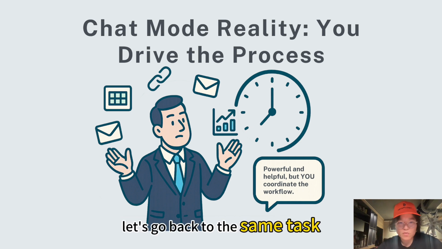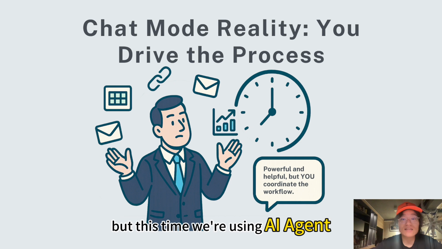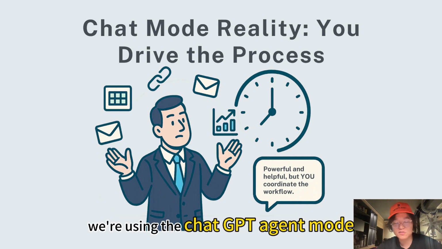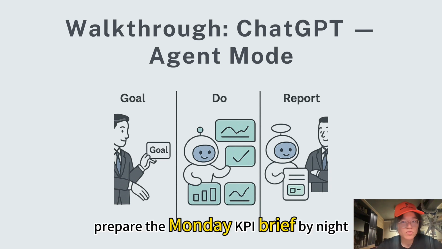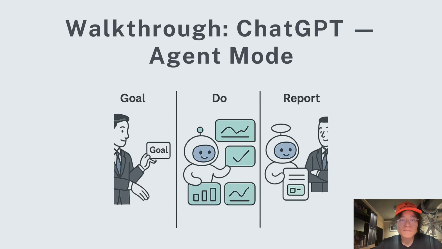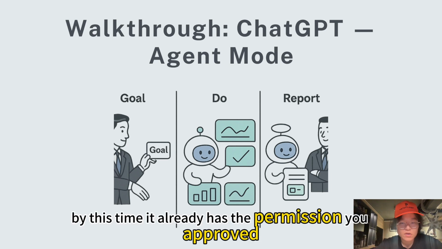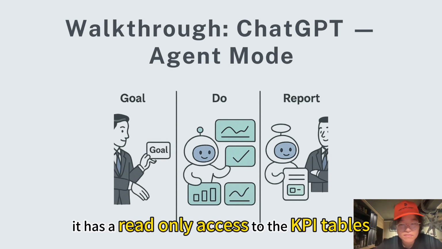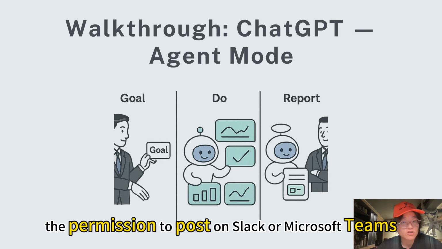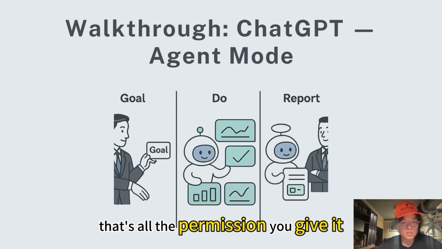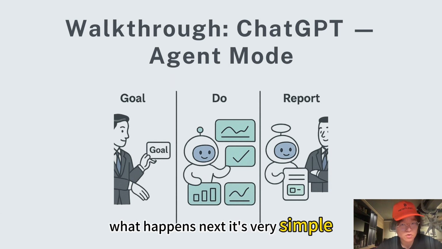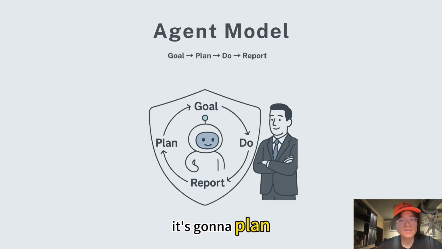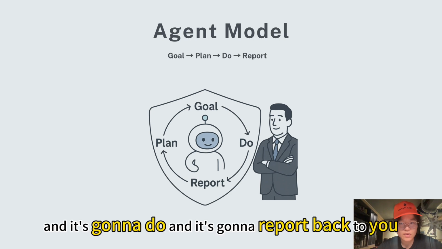Now, let's go back to the same task, but this time we're using an AI agent. We're using the ChatGPT agent mode. It's 7:30 a.m. The agent already has the goal that you give it: prepare the Monday KPI brief by 9. By this time, it already has the permission you approved. It has read-only access to the KPI tables, and the permission to post on Slack or Microsoft Teams. That's it, nothing else. There's no unnecessary access, just whatever you allowed. What happens next? It's very simple. It's gonna plan, it's gonna do, and it's gonna report back to you.